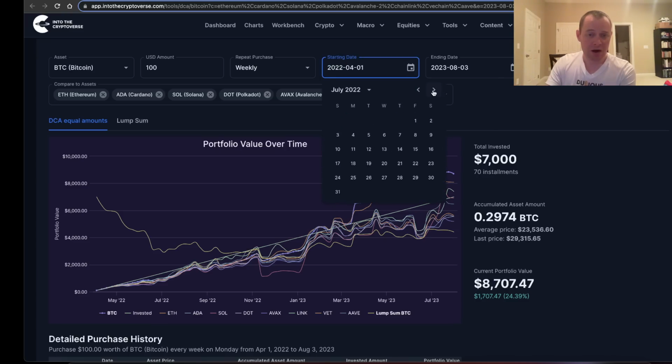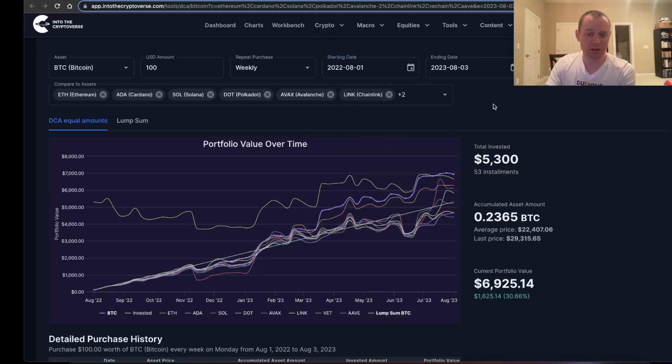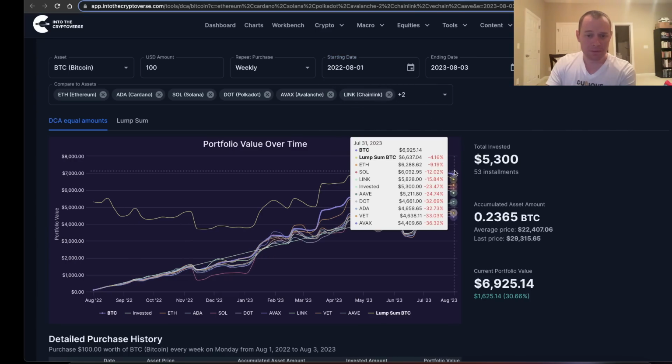We could go further out, right? Why not? Why don't we go out to August 1st of 2022? Here, Bitcoin is in the lead. And guess what else is in the lead over ETH? A lump sum into Bitcoin. So in this case, had you DCA'd starting August 1st, not only was a DCA Bitcoin strategy better than all the altcoins we have on here, but also a lump sum Bitcoin strategy was better than a DCA ETH strategy, because ETH has been bleeding against Bitcoin.